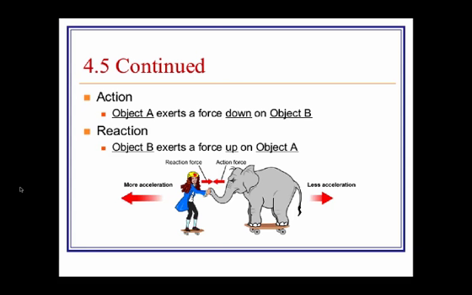One more thing here is if you look at this example, the elephant has a larger mass, so therefore it will experience less acceleration. Newton, having less mass, will experience more acceleration. This is because they both experience the same amount of force. In each case, just the mass is different.